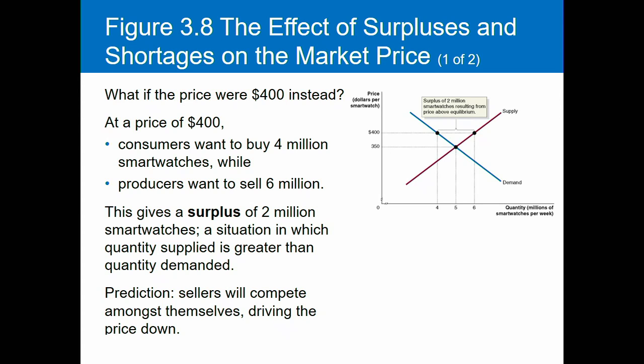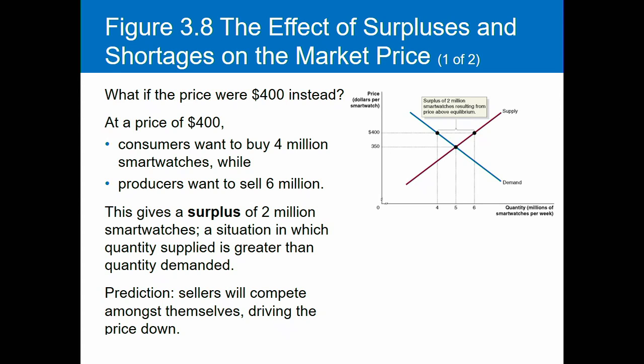Now, what happens if the price was $400 instead? Even though the equilibrium price is $350, suppose the firm decides to price it at $400. What we're going to end up with here is a surplus, in this case 2 million. The quantity demanded is going to be 4 million, and the quantity supplied is going to be 6 million. The difference between those is 2 million extra smartwatches.